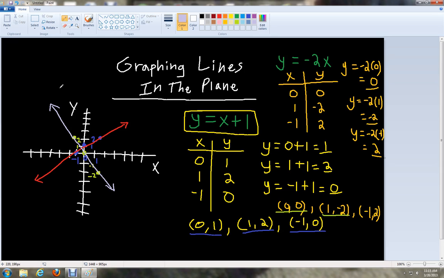This has been McGahee with graphing lines in the plane. We're going to check out the characteristic of slope in our next video and learn how the y values are changing with respect to the x values. So stay tuned.